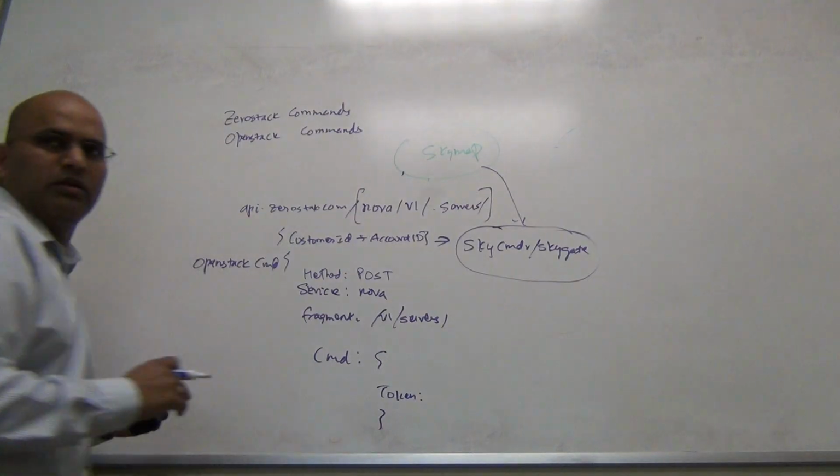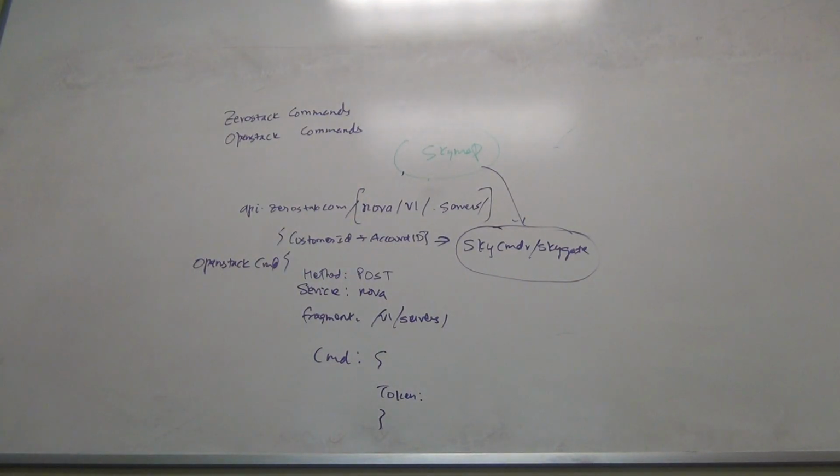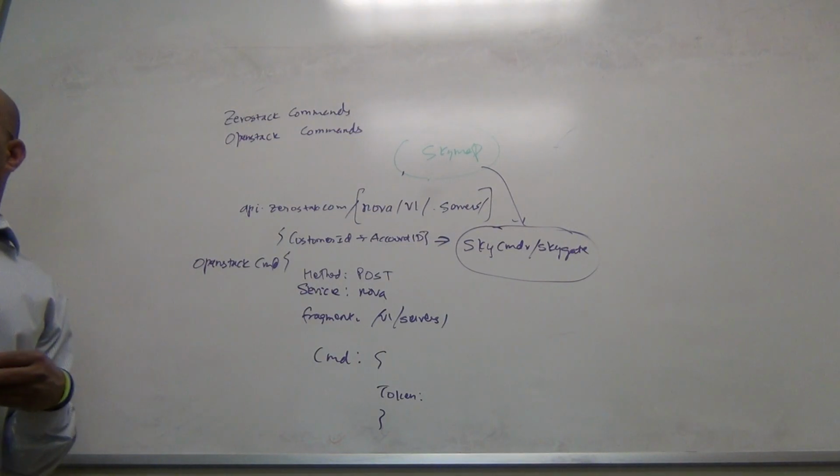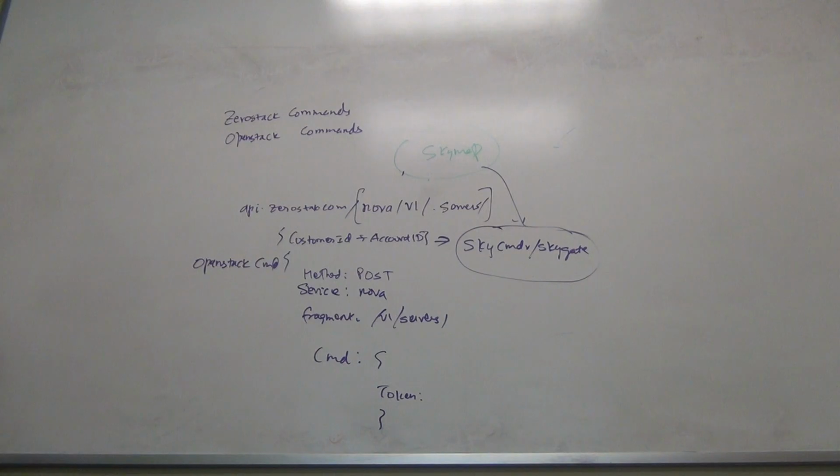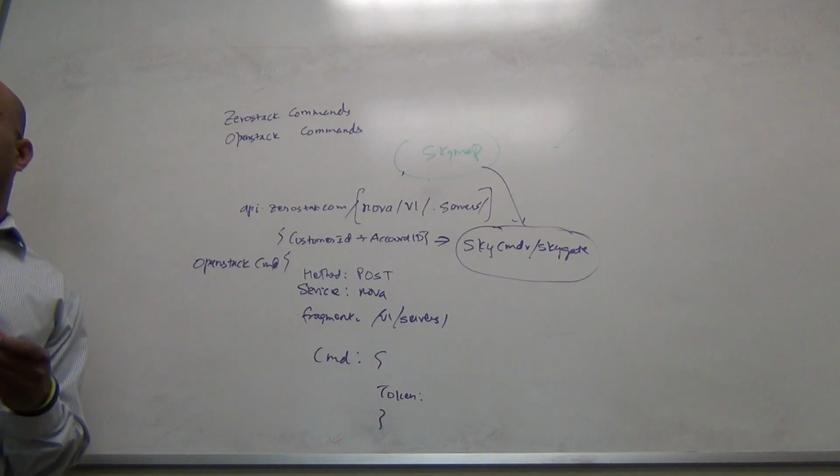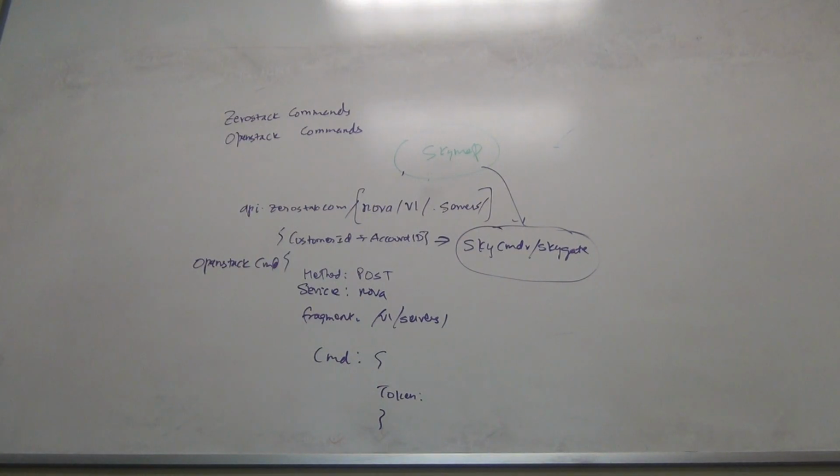What is the significance of the token? Token is an authentication token. So with every command, you don't send user ID, username, password. You log in once and then you get a token ID, and the token ID is valid for doing commands for some amount of time till the expiry. This is all HTTPS, right? It has to be.